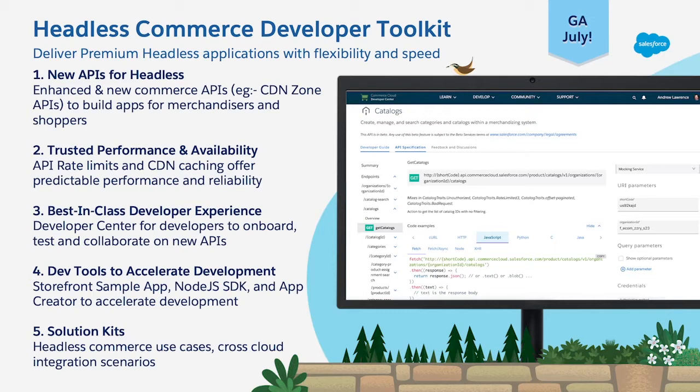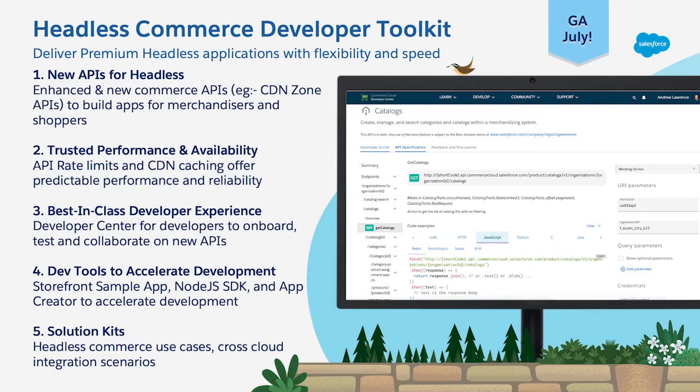Number 2, the new APIs have rate limits and CDN caching that helps developers build predictable and better performing apps. 3, developers get best-in-class dev experience with the Commerce Cloud Developer Center, which is a community-supported and community-engaged platform where developers can engage with other members in the community as they build headless applications. Using the Developer Center, developers can discover, share, and build commerce applications quickly.